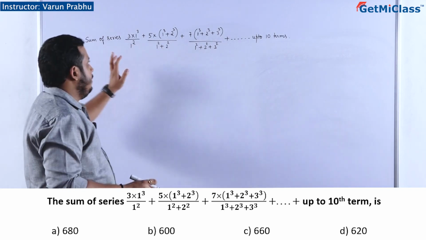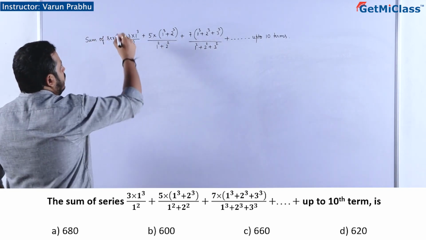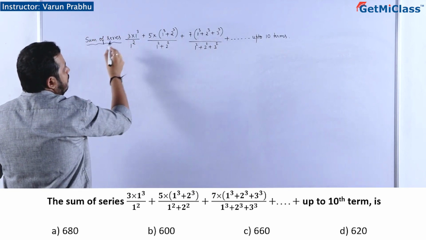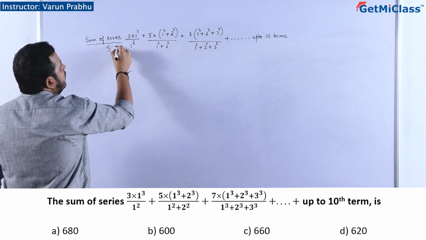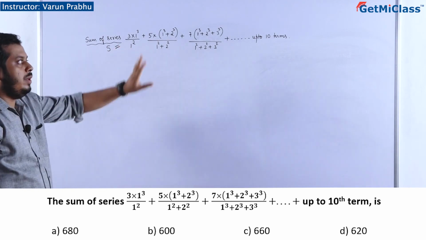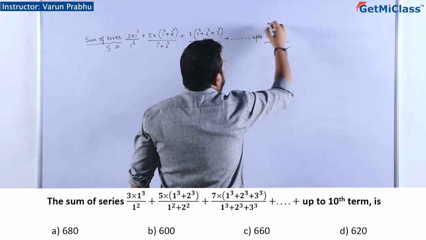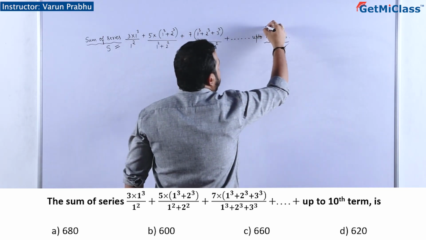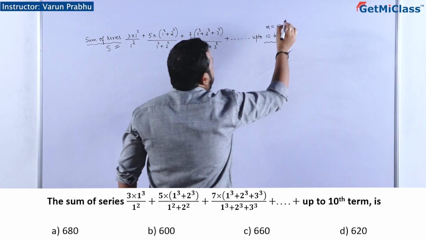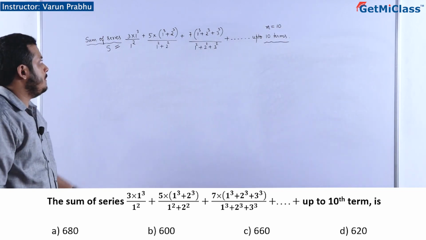If you look at this question, the first question is asking you to calculate the sum of the series. Let me call the sum of the series S. The maximum number of terms in this particular series is 10. It is not an arithmetic progression. So I can write here n is equal to 10, the number of terms.